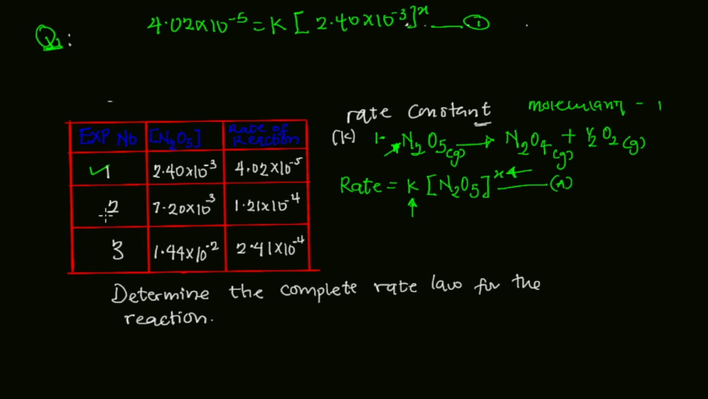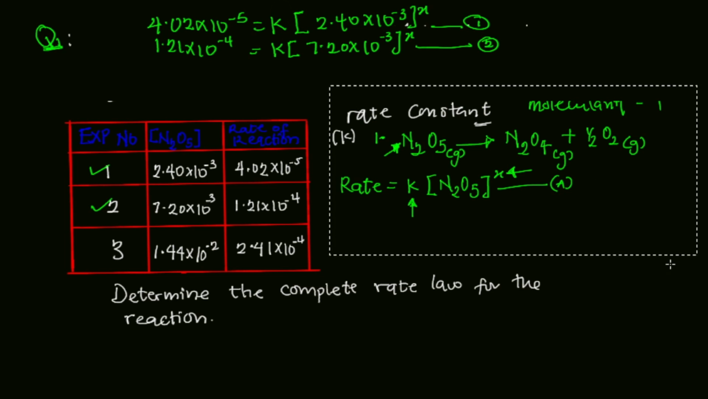Then the next one, I will pick experiment 2. If I pick experiment 1 and 2, or I should choose to, I can feel like picking experiment 1 and 3. I'll still have the same answer. So from here, I'm going to have the rate to be what? This is going to give us 1.21 times 10 to the power minus 4. Then this equals the rate constant multiplied by 7.20 times 10 to the power minus 3, and this as well is raised to the power of x. So I'm going to call this equation 2.